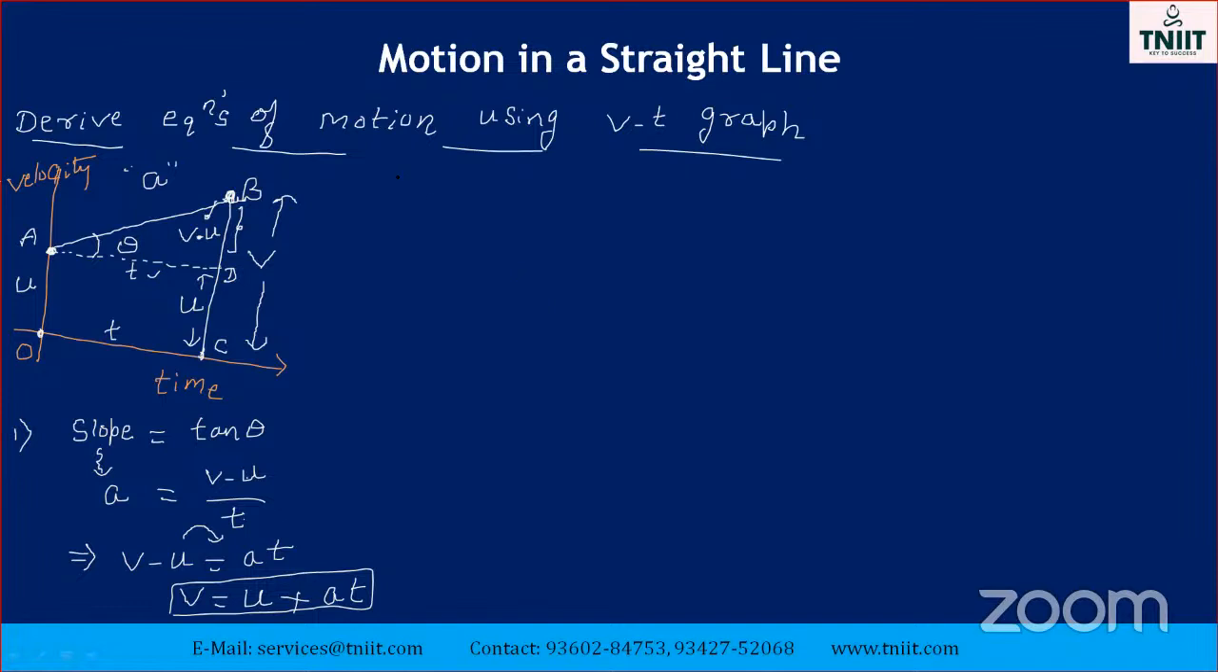Come to the second derivation part. For the second derivation part, you know that S is equal to what? Ut plus half of AT square. How to derive S is equal to Ut plus half of AT squared?